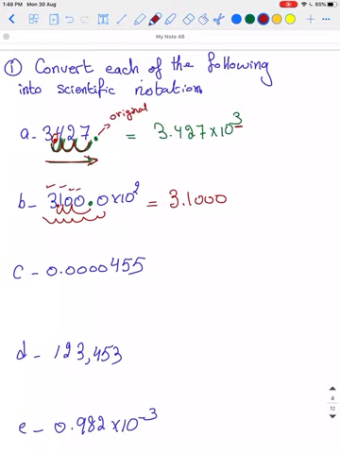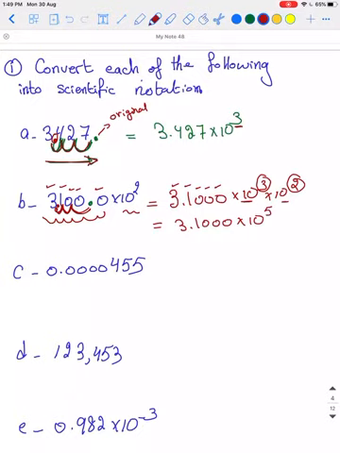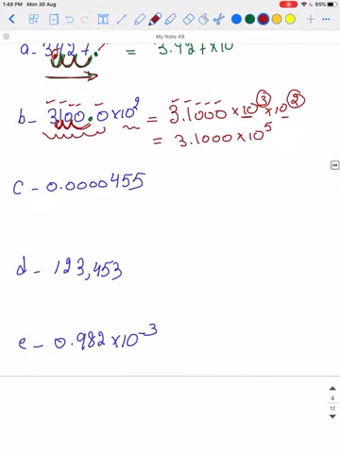Here we have 1, 2, 3, 4, 5. So here should be 1, 2, 3, 4, 5. So this times 3 displacements: 1, 2, 3. So multiplied by 10 to the power 3. Still we have in this calculation times 10 to the power of 2. So the answer is 3.1000 times 10. When we have the same base, powers are added. So 3 plus 2, which is 5.